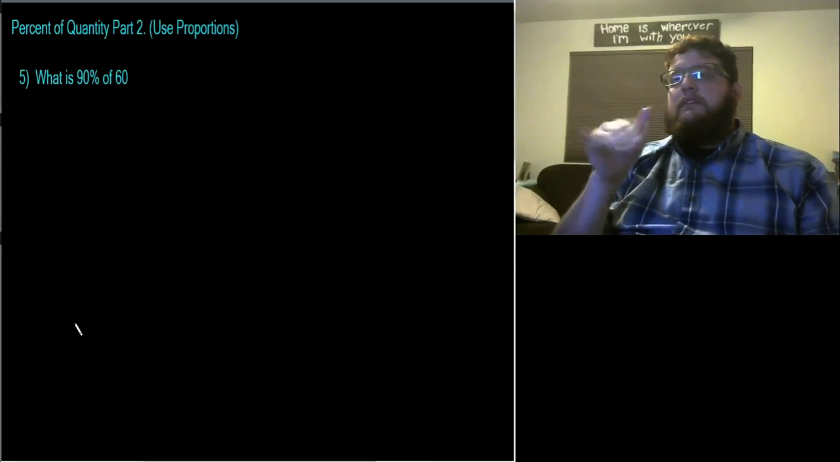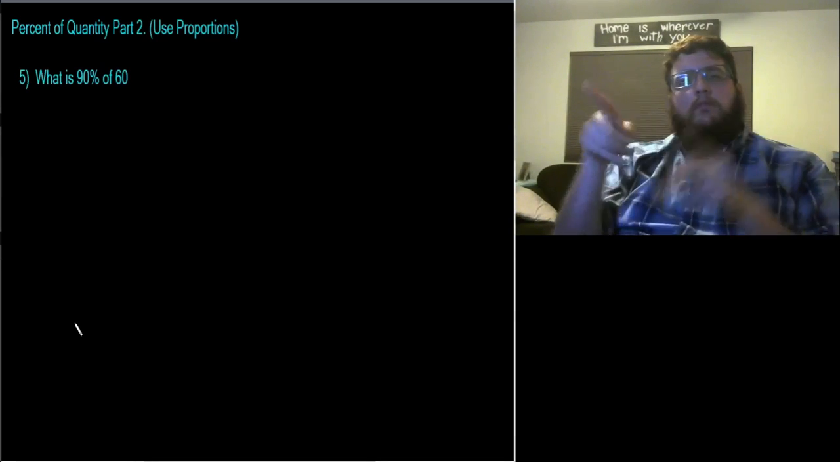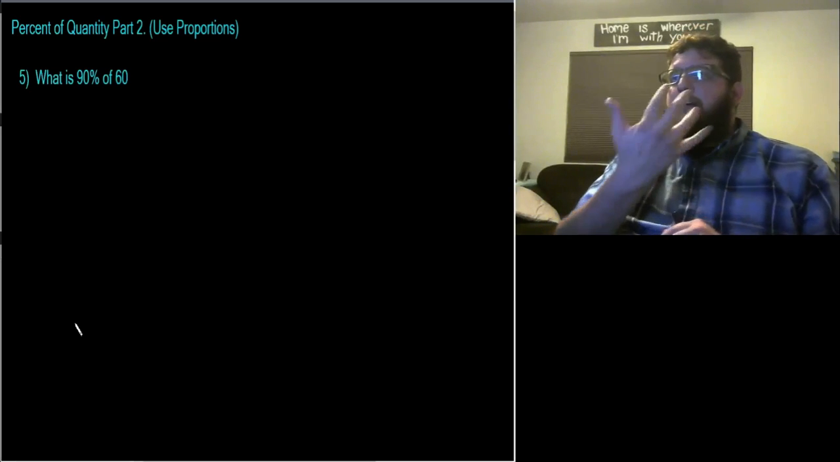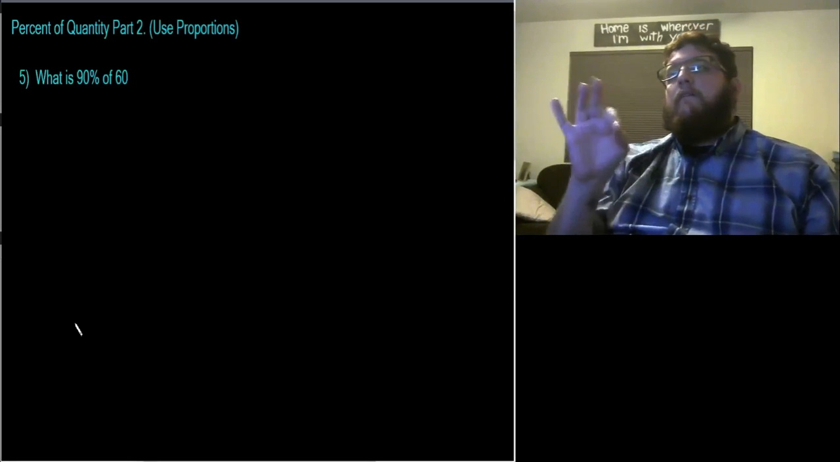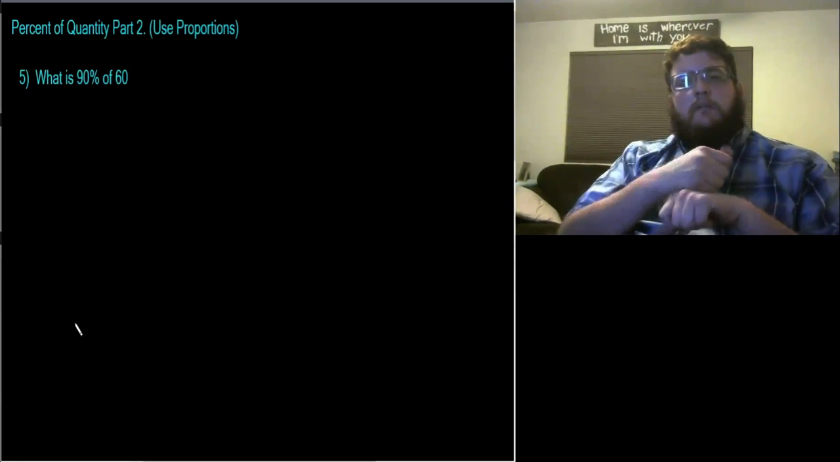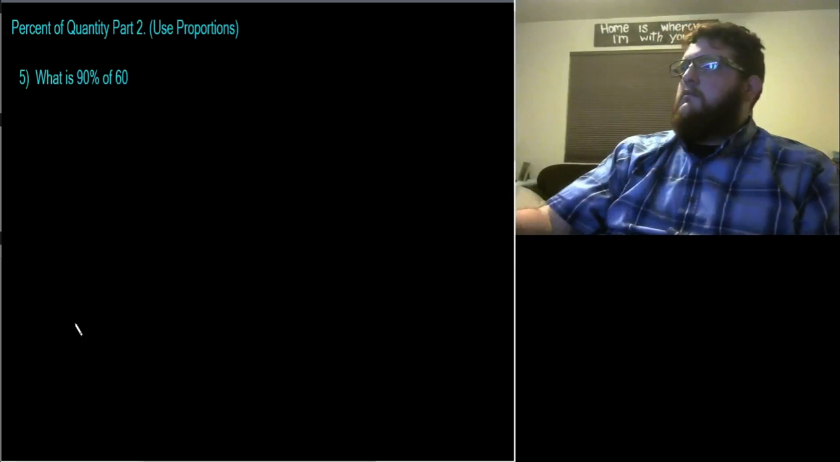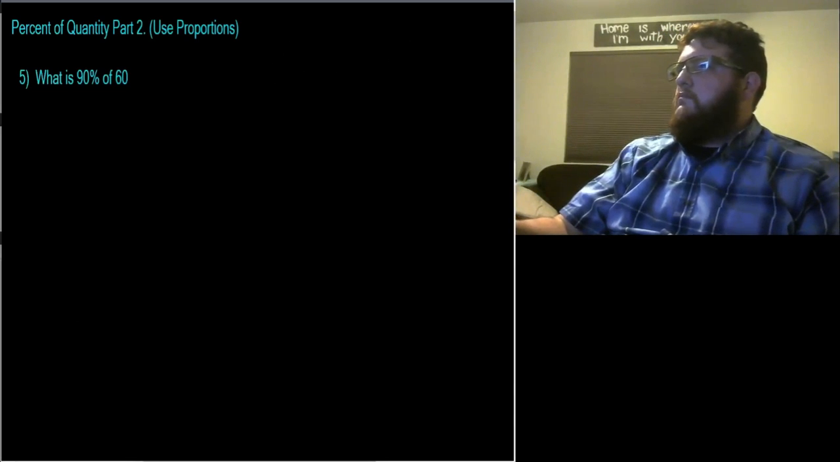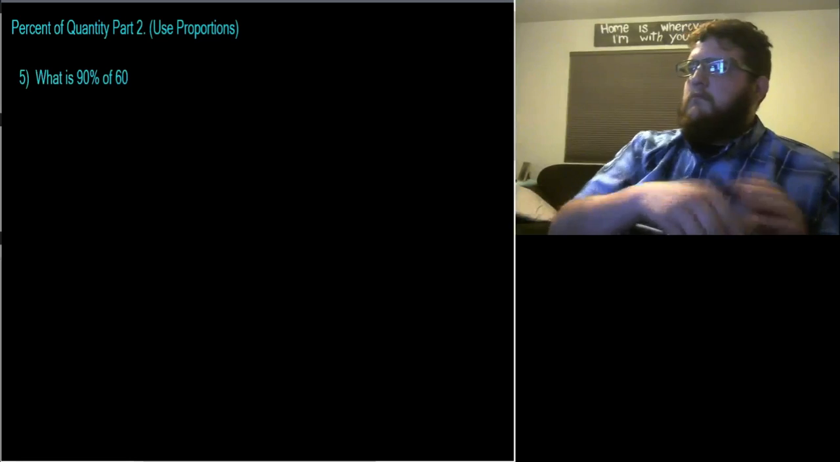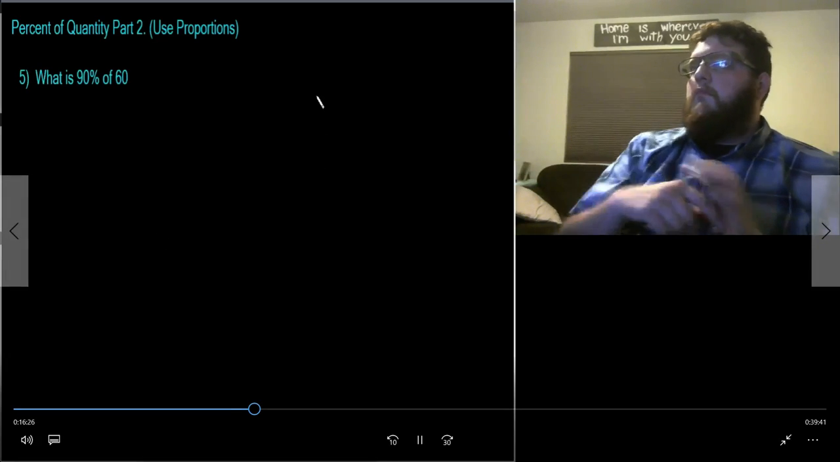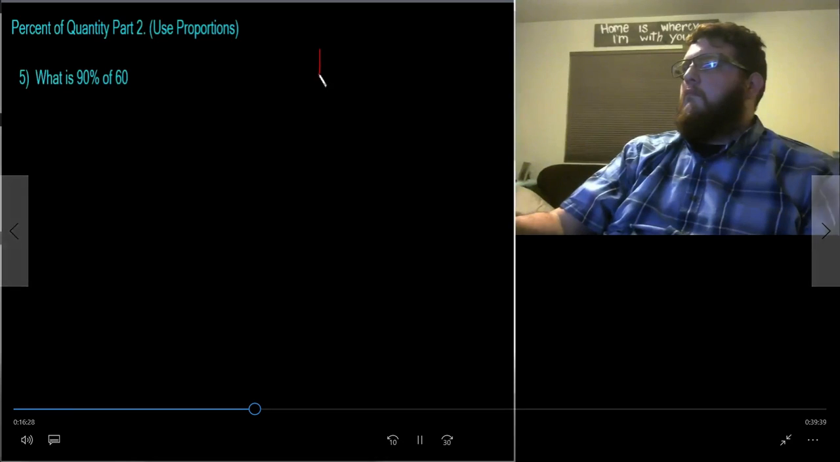Alright, number 5. This section is titled Percent of Quantity Part 2, and it says to use proportions. So these are the same kinds of problems that we dealt with before, but this time we'll be using proportions. Number 5 says, what is 90% of 60? So if you'll recall from our lessons earlier this month, we talked about setting up proportions as a part over a whole and setting that equal to a part percentage over a whole percentage.